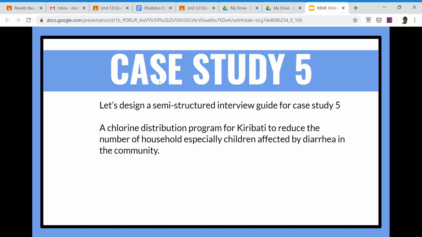I hope this session has been very useful to us in discussing the different types of qualitative data collection instruments, looking at when you can use them, and also being able to design a semi-structured interview guide.